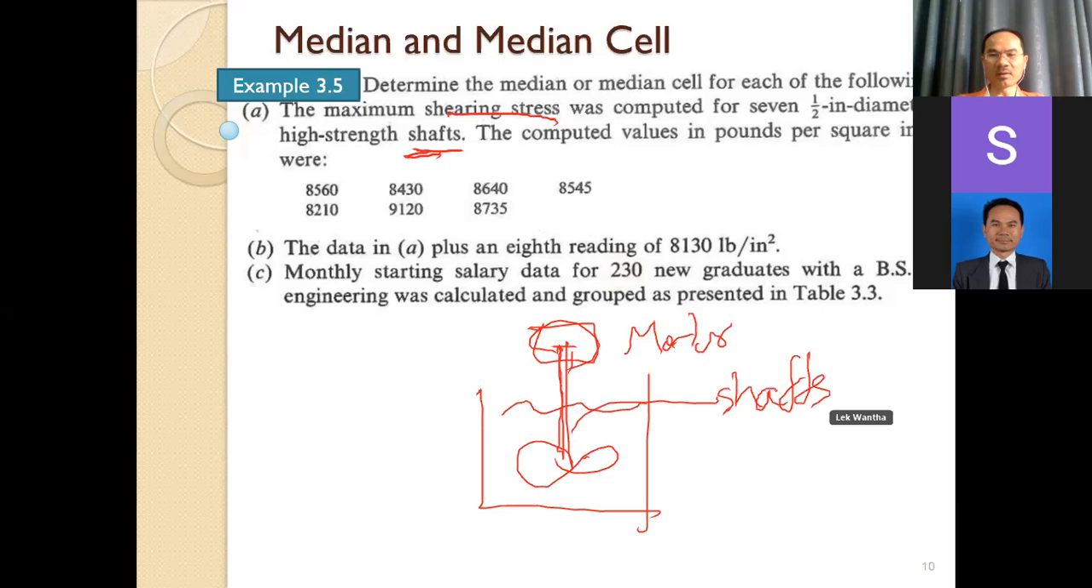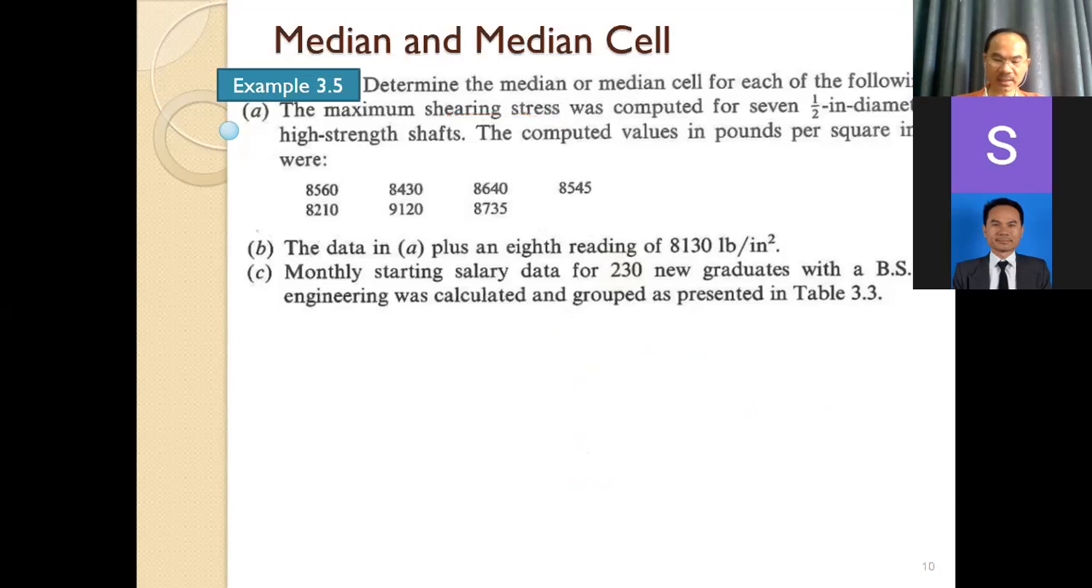That's right. The most common for chemical engineering and petrochemical engineering, the shaft to mix in a reactor or a mixing tank, something like this. Okay, for this case, we measure the stress of the shaft. We have 7 shafts of half-inch diameter. We have 7 values of the stress of each shaft.